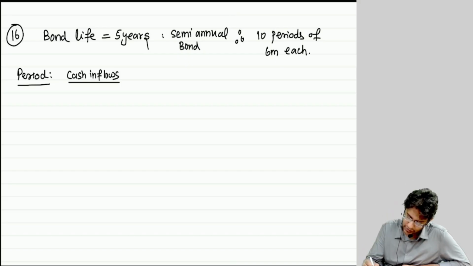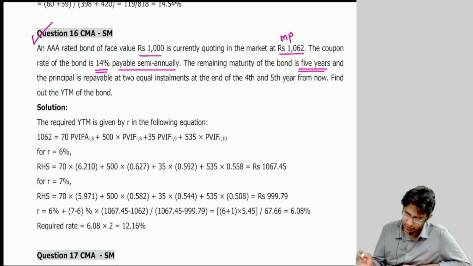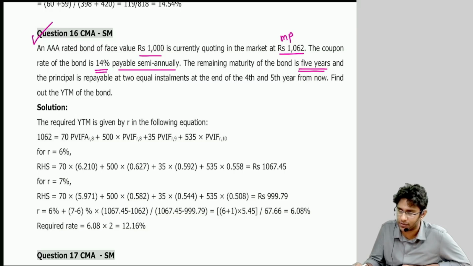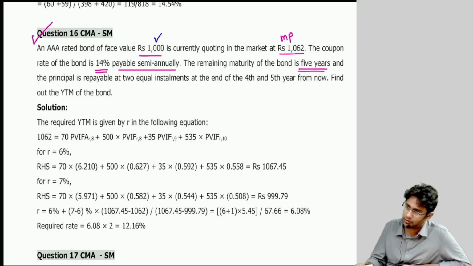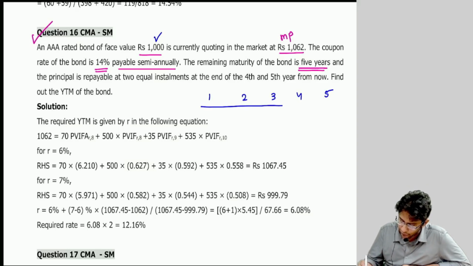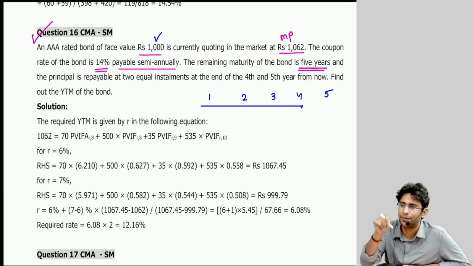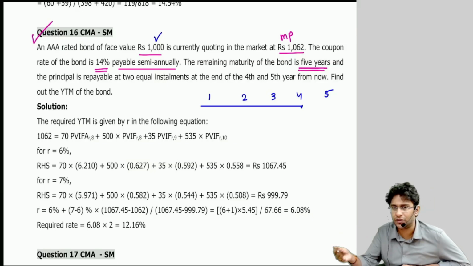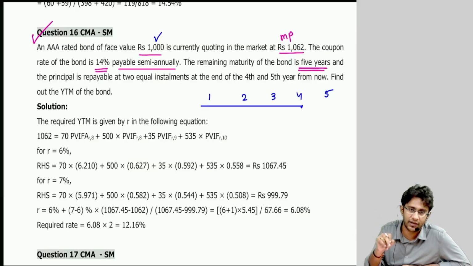Your coupon rate is given as how much? 14%. Since it's a half-yearly bond, you have to consider only 7% on your face value of 1000. Now, carefully observe: first year, second year, third year, fourth year, fifth year. Up to 4 years there is no problem. But at the fourth year ending, a portion of principal is getting repaid. So in the 5th year, the 2 interests you receive will be computed only on the remaining principal amount.